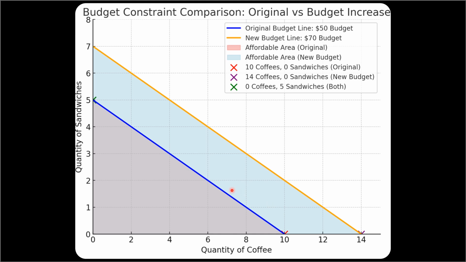So again, the original budget line is blue, the new budget line is located to the right, it is higher because of the increase in the budget. In other words, she became richer, really richer.